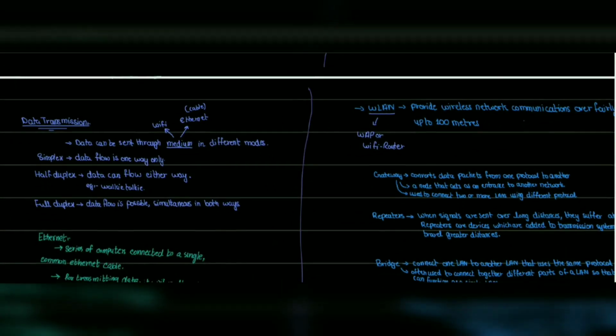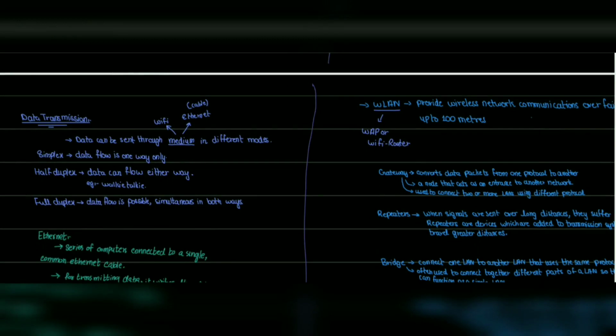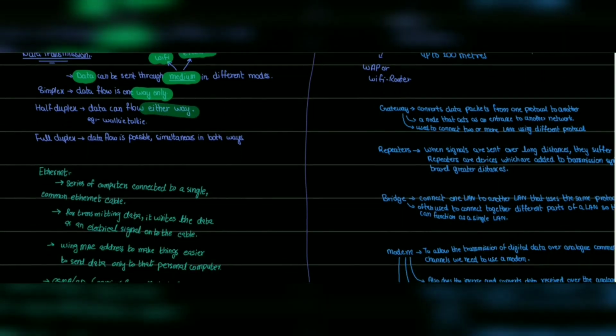Okay, so we have here data transmission. Data can be sent through a medium. It can either be Wi-Fi or Ethernet, which means a cable, in different modes. Simplex means data flows in one way. Half duplex means data can move in either way, but not both at once. Full duplex means that it can go simultaneously in both ways.